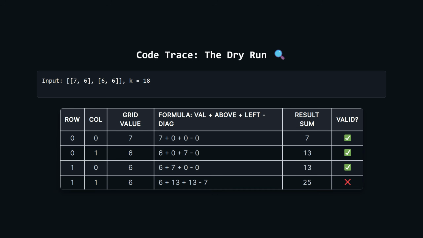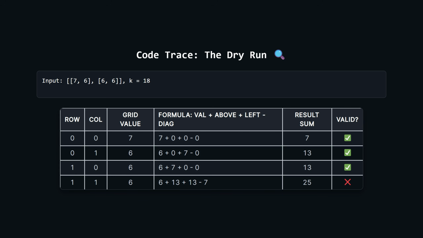Let's trace a small example. We start at the top left with 7. It's valid. Moving right, we add 6 to get 13. Still valid. Moving to the second row, the cell below 7 is 6, so that box is also 13.